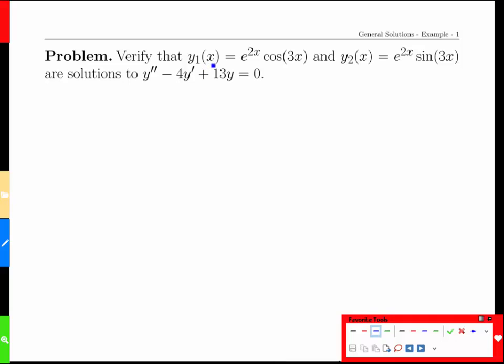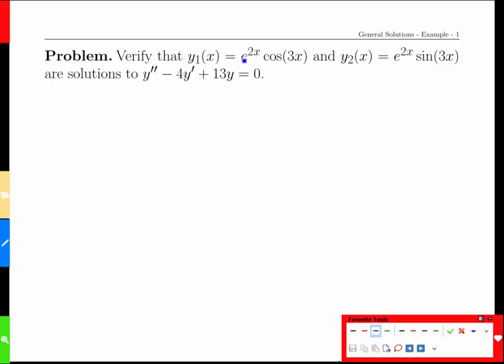We're now going to take advantage of our idea of building general solutions from building blocks by taking a look at this differential equation and knowing that we've been given two different solutions here, or two proposed solutions. We're going to verify that they actually work, and then we're going to build our general solution after we verify that we've got building blocks that actually solve the equation.